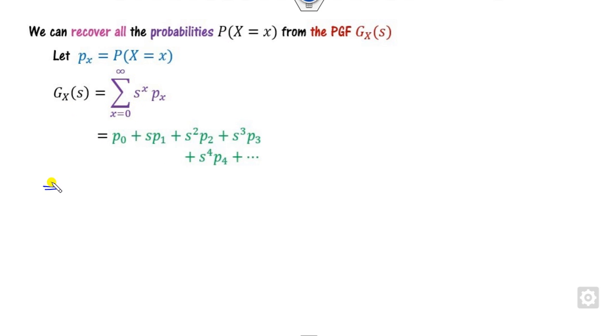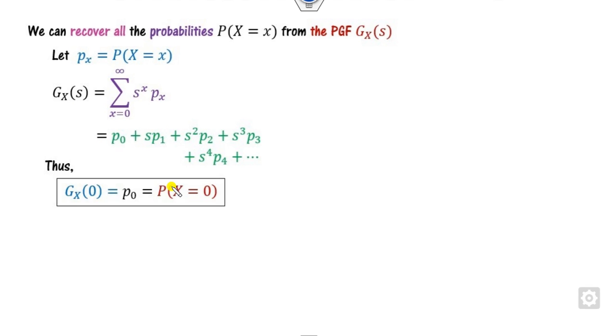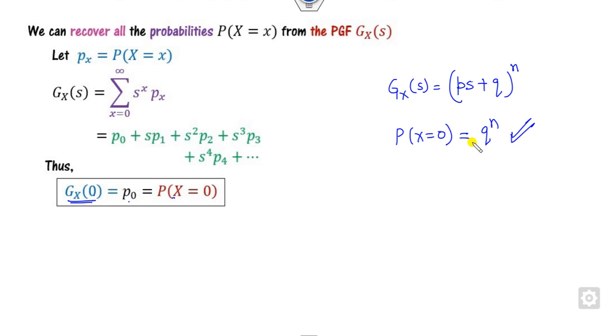Now you can clearly say that if I take s as 0, what will happen on the right hand side? This is my P0, this part is my 0, this is my 0, and so on. So P of 0 is nothing but my here. What is the meaning of that? For example, in case of the binomial distribution, you have the PGF of this. Now what is the probability of the binomial distribution at x is 0? If you substitute 0, it becomes the required answer.